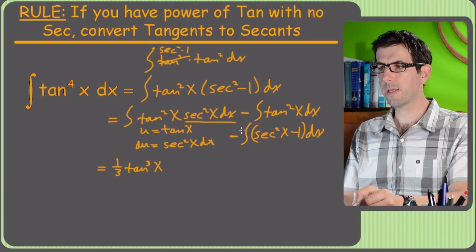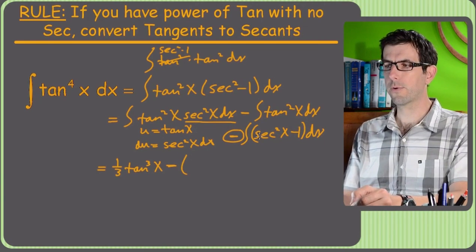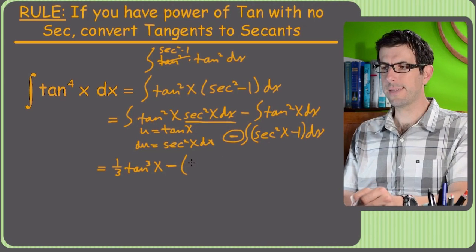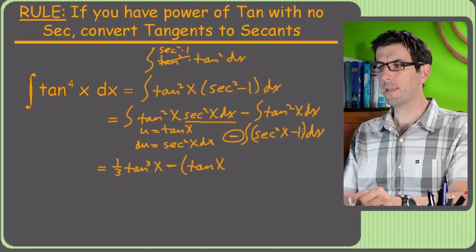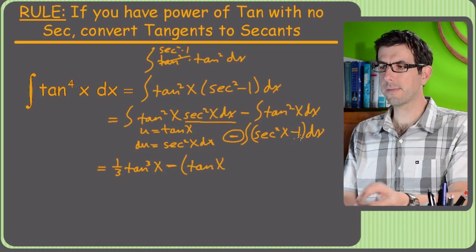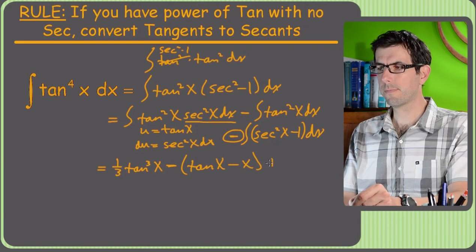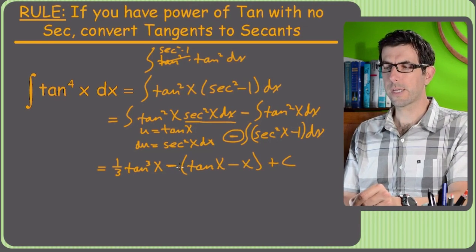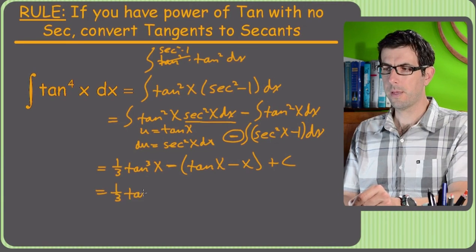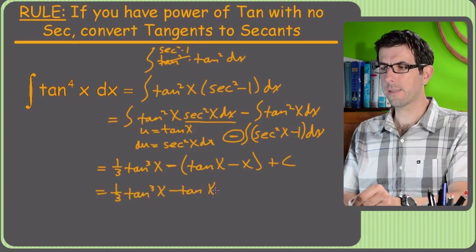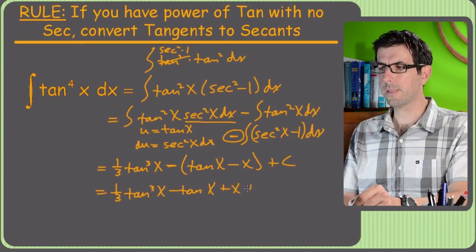So I've got this minus sign right here. That goes right there. And then in parentheses, I'm going to put the integral of this. Secant squared just integrated to tangent. And then -1 just integrates to negative x. And of course I can distribute out this negative or just leave it the way it is, but I'll distribute it in. So we get 1/3 tan cubed x minus tangent x plus x plus c.